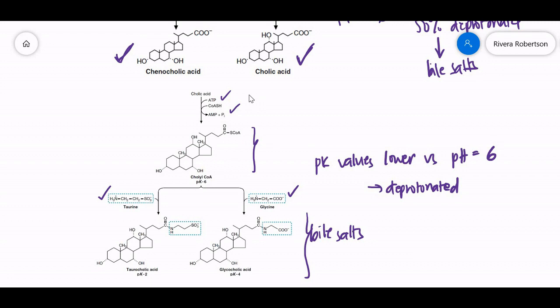And anong significance nito? Ang significance nito is that they can act as effective emulsifiers kasi nagkakaroon ka ng charge, hence polar, aside from the hydroxyl groups, and you also have the non-polar components, and that makes them effective emulsifiers, having the polar end and the non-polar component.